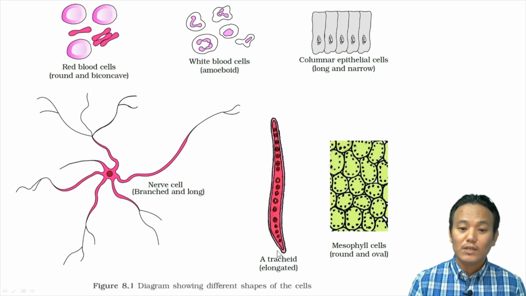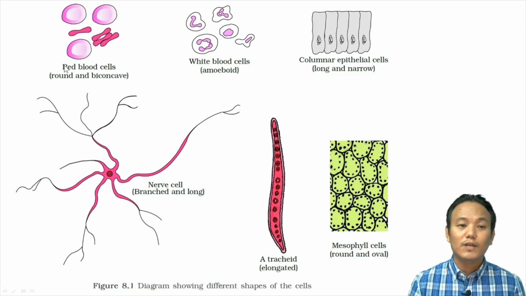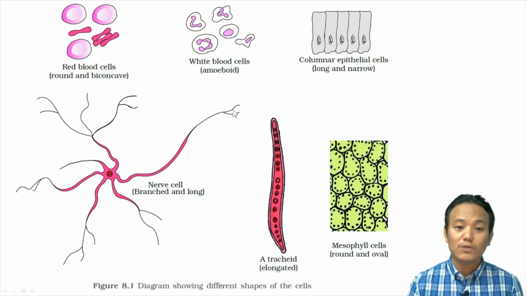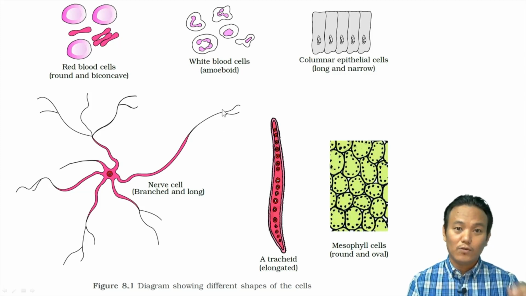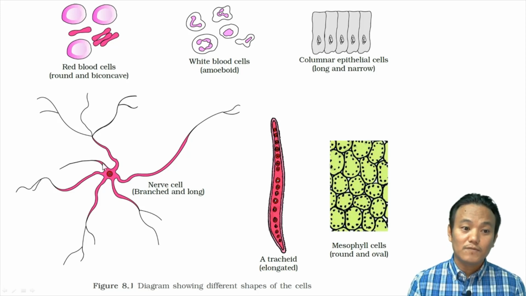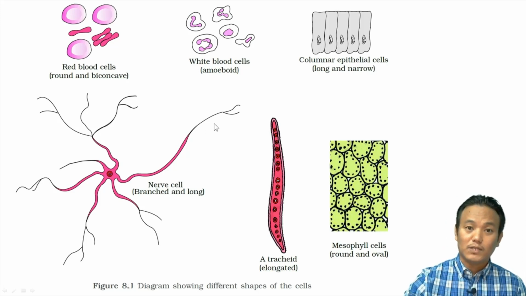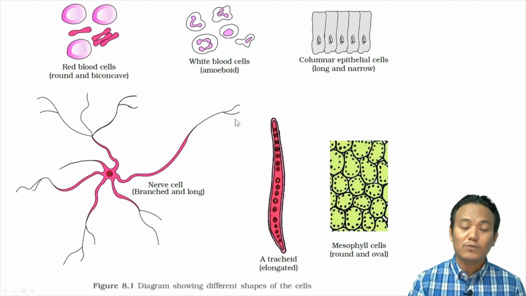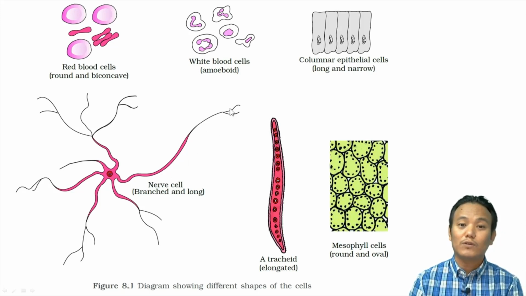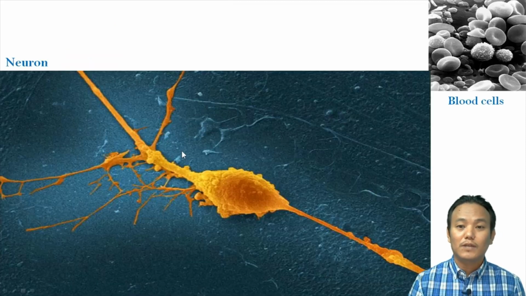Then the plant tracheid cell is also elongated, and then we have plant mesophyll cells, round and oval in shape. So these are different types or different shapes of cells, and therefore they perform different functions. Is it clear? Neurons conduct information; it looks like a wire. Now electricity, in the nerve cells also information is passed in the form of electrical impulses. So form and function, is it clear?